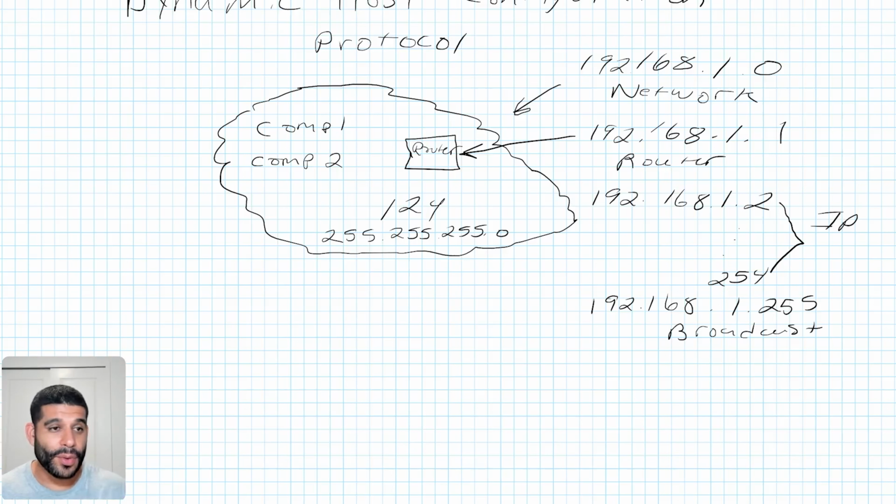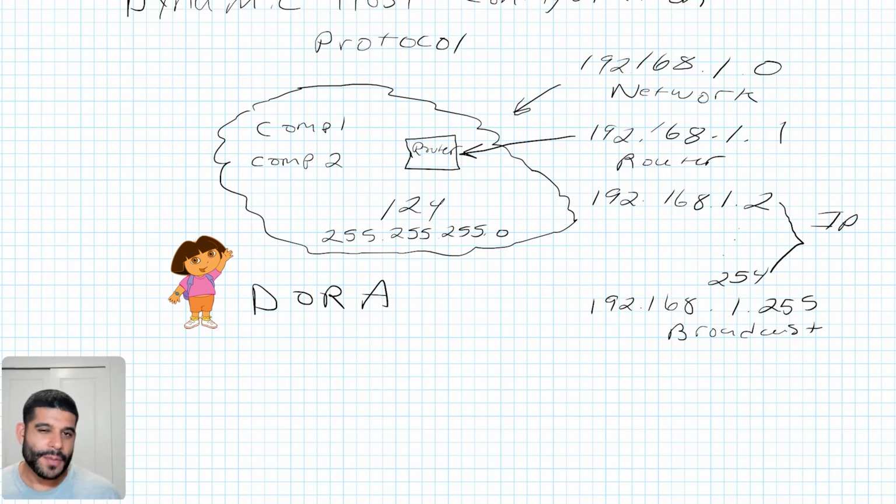And it does that in 4 different steps. This is actually called DORA. And you may be wondering, what does DORA stand for? Well, DORA stands for discover, offer, request, and acknowledge. Those are the 4 steps. So let's write exactly what this means.